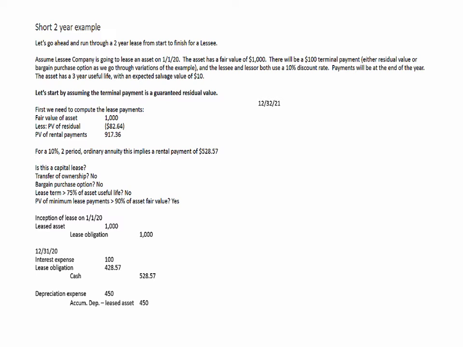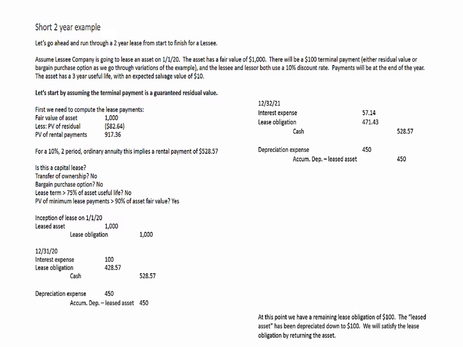At the end of 2021, we do the same thing. We write our second rent check for $528.57. Some portion of that is interest expense. Now again, the lease obligation started at $1,000. We paid off $428.57 at the end of 2020, which means that for 2021, the lease obligation balance is $571.43. So interest expense, $57.14. The remainder of that payment goes to pay down the lease obligation. And we take another year's worth of depreciation expense.